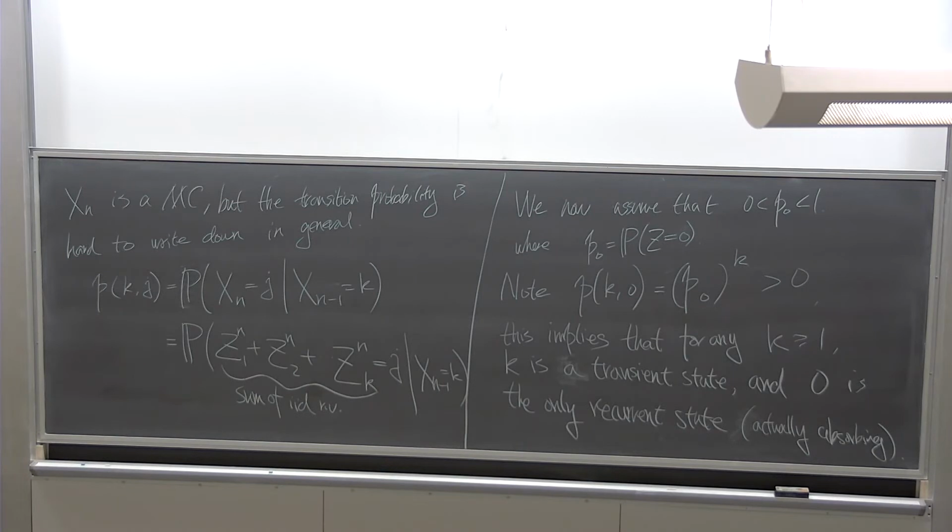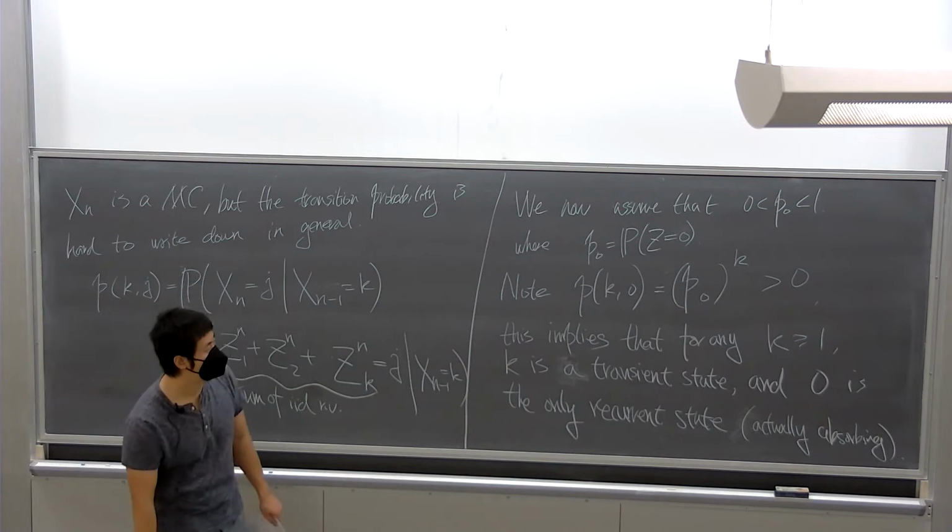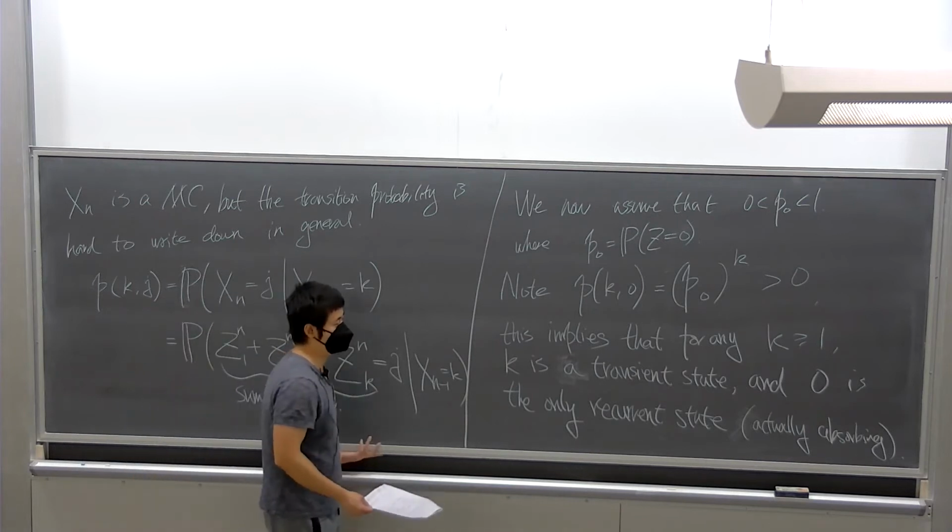Exactly, the probability of reaching 0 is non-zero, right? But why does it imply they're transient?